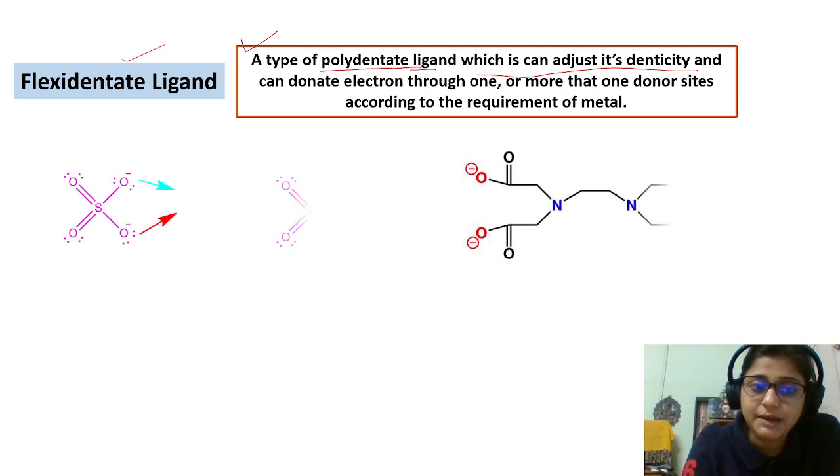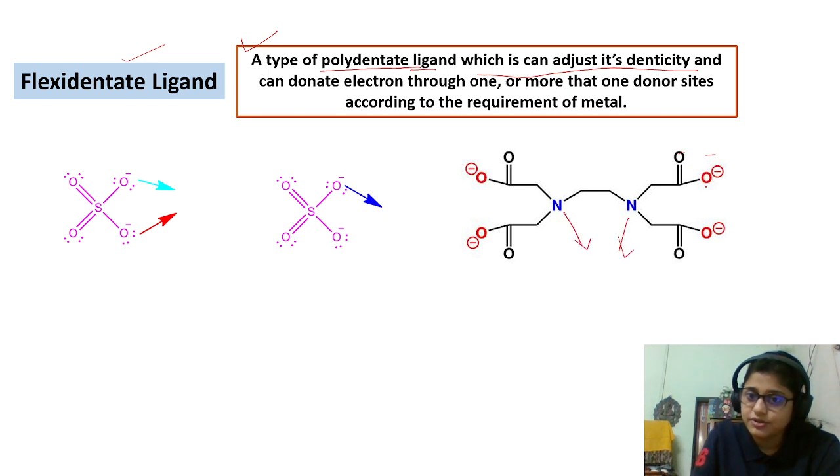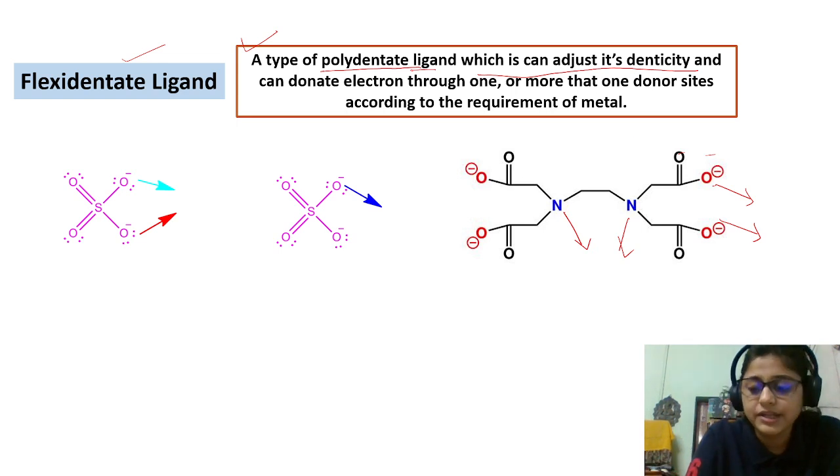Examples: sulfate and EDTA also. Any polydentate ligand you take can act as monodentate also, bidentate also. This is hexadentate, you know. It can donate through this, this, this, this, based on the requirement, the size of the metal, the charge on the metal, etc. These things are actually happening here. So let's not talk too much. You have to have an idea about the different kinds of ligands.